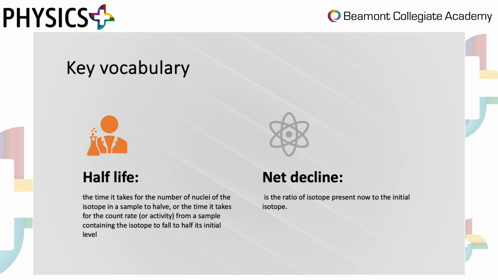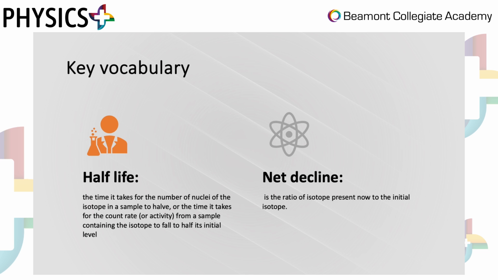Key vocabulary. I've just mentioned about radioactivity halving. Very often with radioactivity, we use the term half-life. This is the time it takes for the number of the nuclei of the isotope in a sample to halve, or the time it takes for the count rate or activity from a sample containing the isotope to fall to half its initial level.